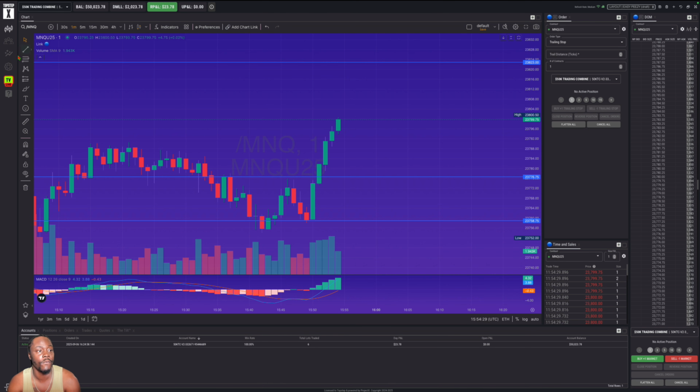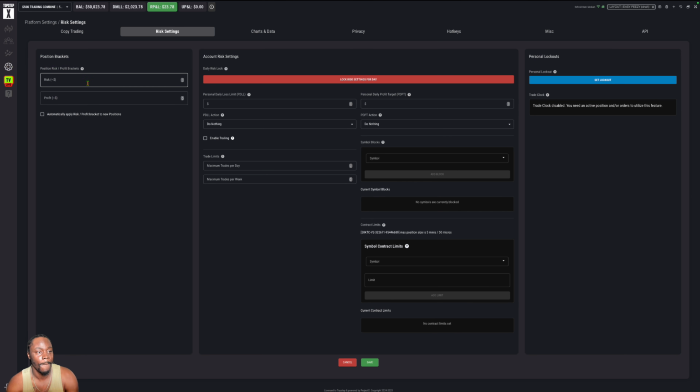If you guys come over here and hit settings, you see where it says position brackets? I'm gonna put 30 for the sake of this video for my risk, how much I'm willing to risk. And here I want to do 90. I'm gonna risk 30 to make 90. And I'm going to automatically apply this risk and profit bracket to any new position that I take. Watch what happens now when I enter a trade.